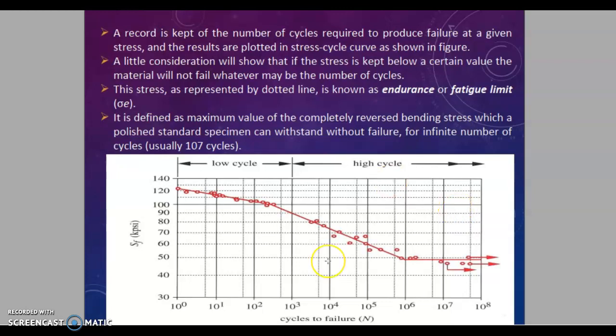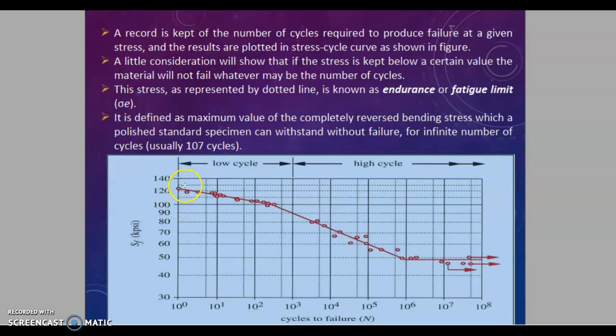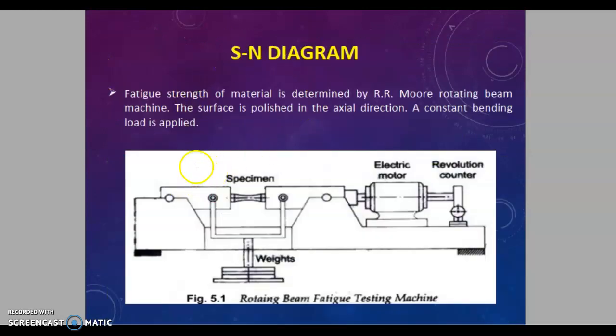Hello everyone. So in the previous lecture we have seen the S-N curve. We were seeing the S-N curve. See here, a specimen is fixed in this arrangement. This arrangement in the figure is a rotating fatigue testing machine. This is a specimen.